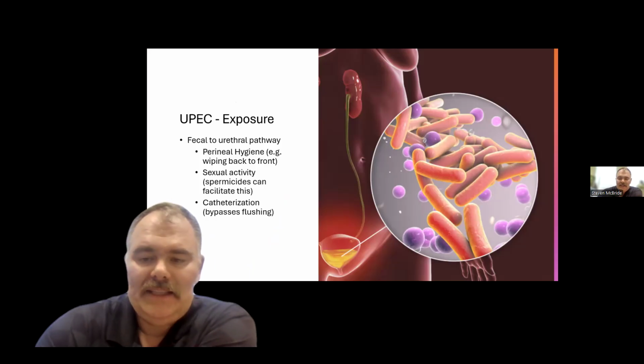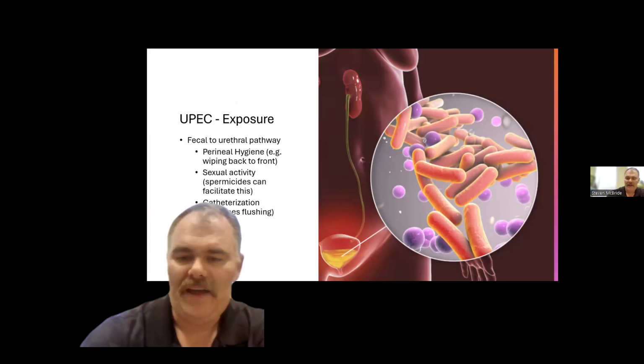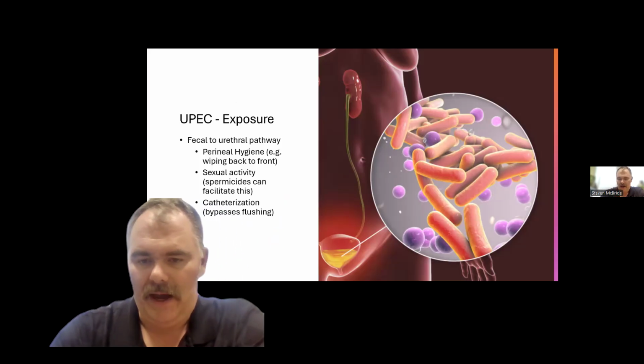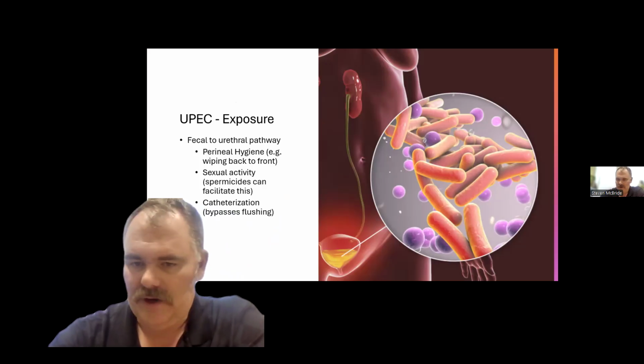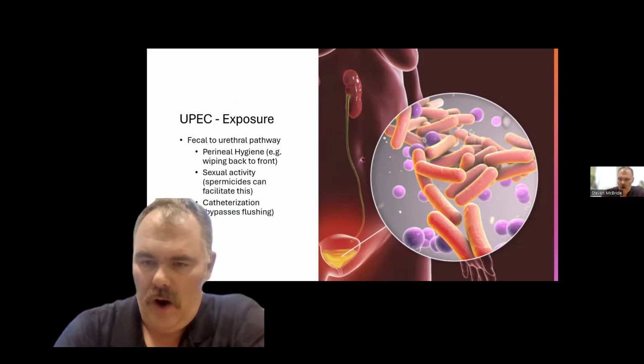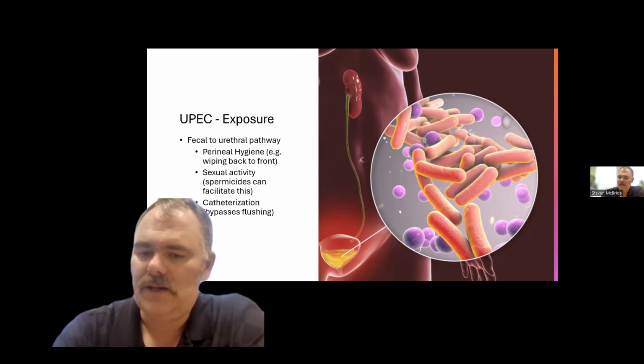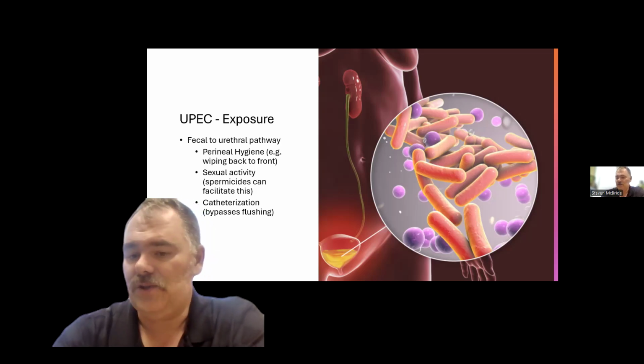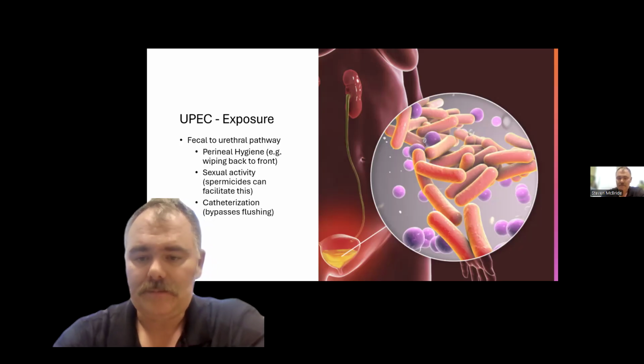So let's look at a specific example. Here we have uropathogenic E. coli, or UPEC, the most common cause of urinary tract infections. Unlike many pathogens that are acquired from other people, UPEC is often already part of the patient's normal intestinal microbiota.